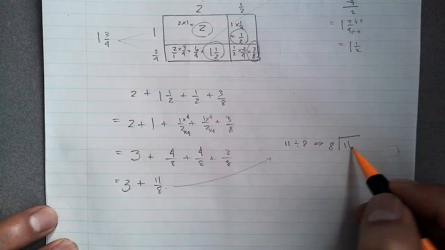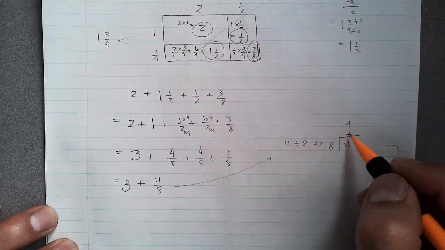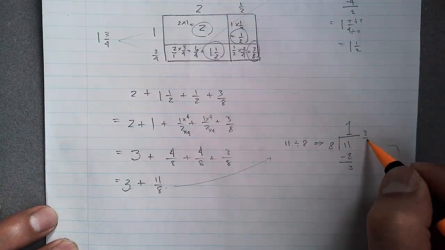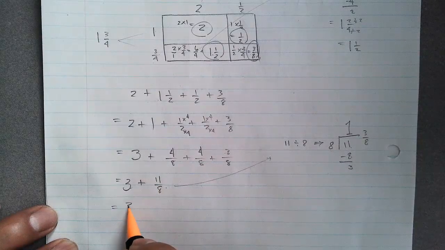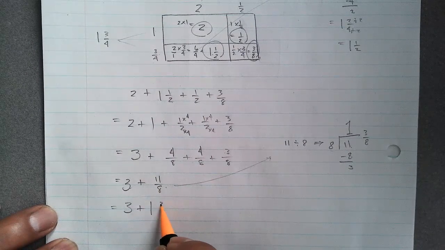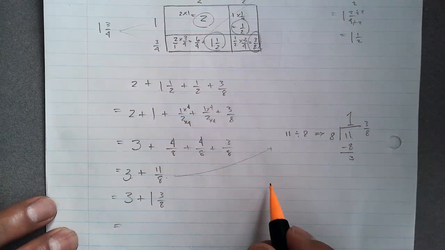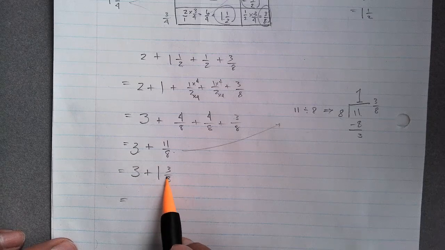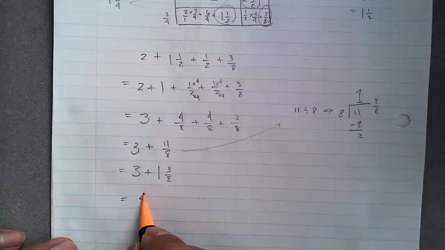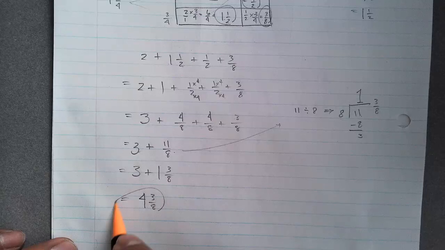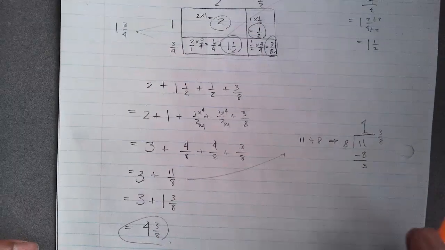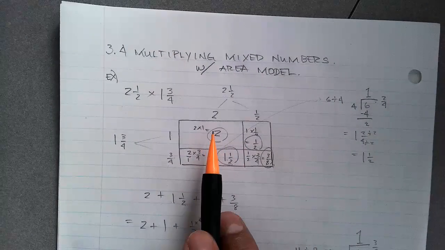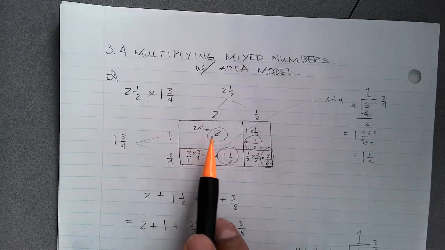So how many 8s are in 11? 1. 1 times 8 is 8, and our remainder is 3. So our answer here is 1 3/8. And now here we go again. We can just go ahead and add these whole numbers and the fractions, and we're going to get 4 3/8 as our final answer. Whew, that is a doozy, but that's how you model multiplying mixed numbers.